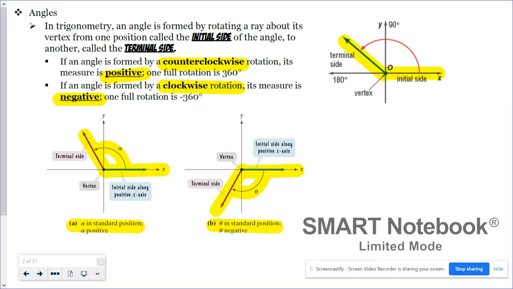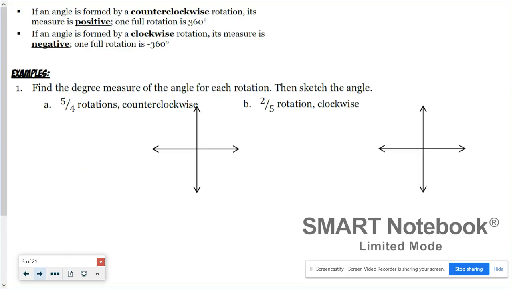So that directional arrow is important because it shows us whether our angle has a positive measure or a negative measure. It's also going to show us rotations, because in trig, our angles can be bigger than 360 degrees. They can also be smaller than 0 degrees. Before I get into multiple rotations, let's check out example number 1 here.